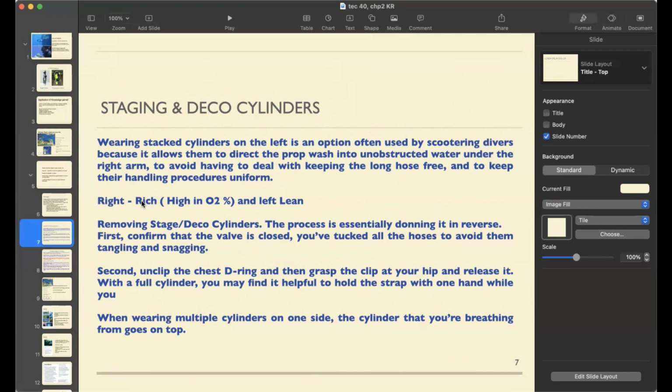And if you're putting a deco cylinder on the right side, it should be the rich one, with a high percentage of oxygen, and the left lean.